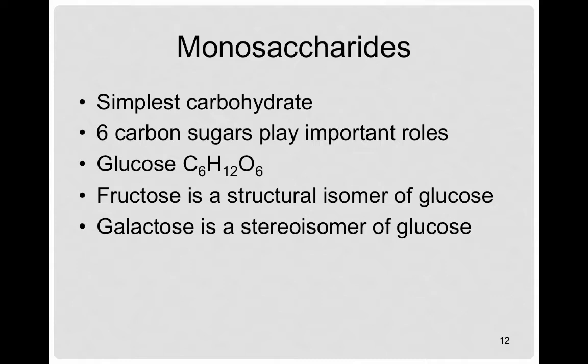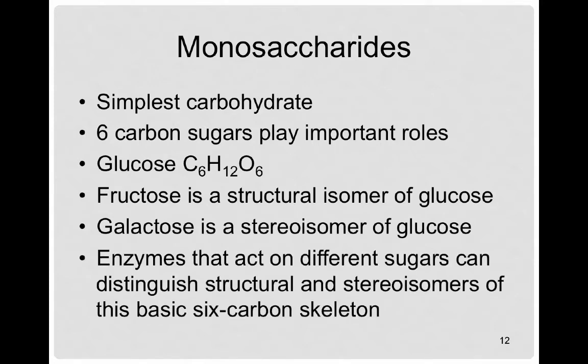Galactose is a stereoisomer of glucose. So we talked about stereoisomers, meaning their side groups are just mirror images of each other. So galactose and glucose, also another example of isomers.